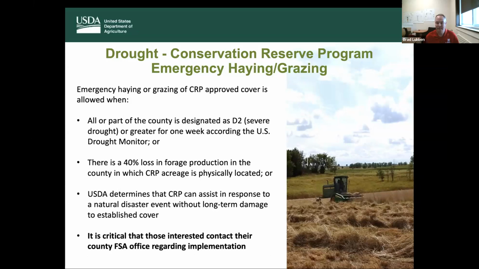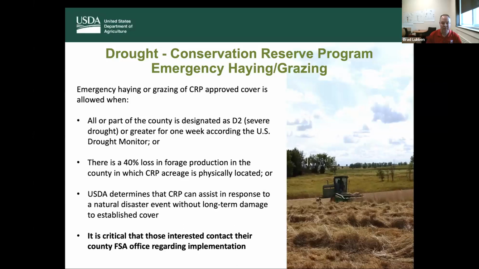Another way that we utilize emergency haying and grazing is if there's a natural disaster and USDA determines that emergency haying and grazing can be of assistance. We saw a little bit of this in the 2019 Missouri River flooding, where livestock needed locations to go because of the pasture lands that were flooded, and we were able to authorize some usages under emergency haying and grazing to move those animals to CRP to support them for the time being.